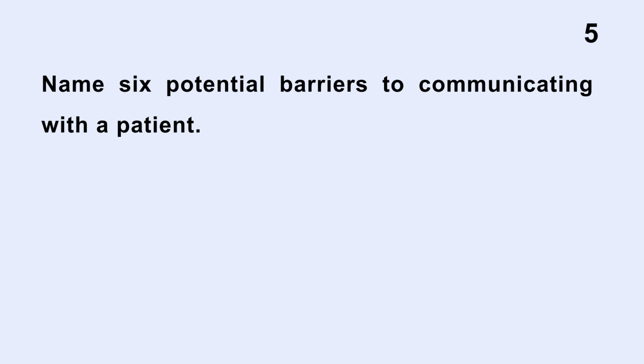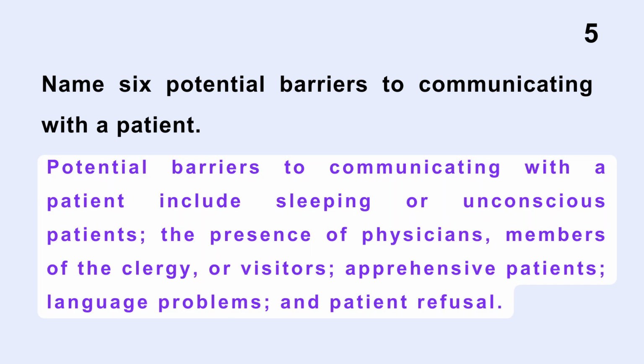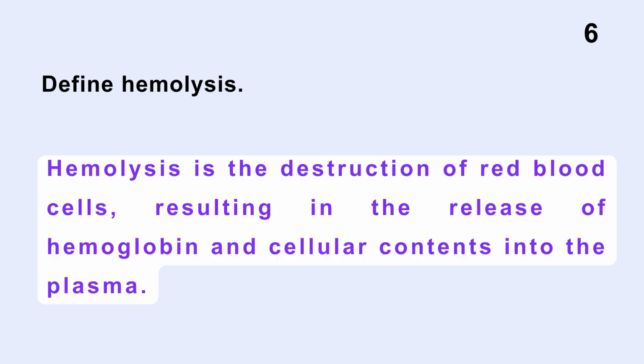Number 5. Name 6 potential barriers to communicating with the patient. Potential barriers to communicating with a patient include sleeping or unconscious patients, the presence of physicians, members of the clergy, or visitors, apprehensive patients, language problems, and patient refusal. Number 6. Define hemolysis. Hemolysis is the destruction of red blood cells, resulting in the release of hemoglobin and cellular contents into the plasma.